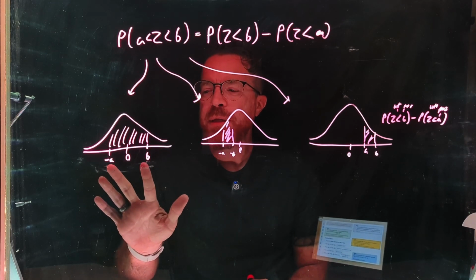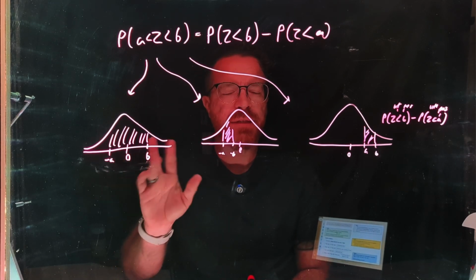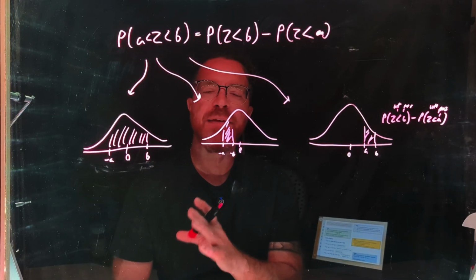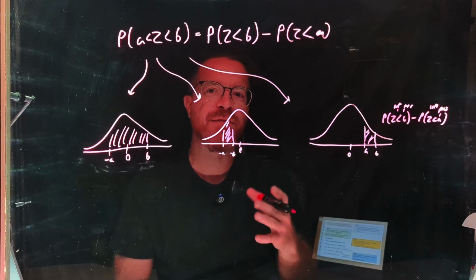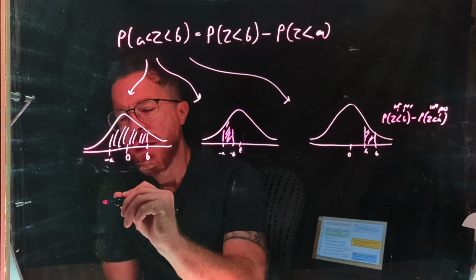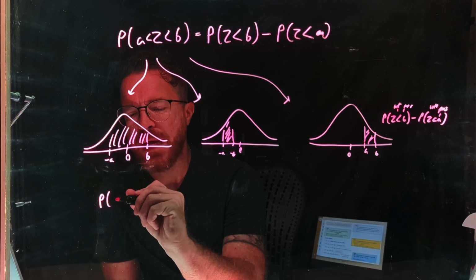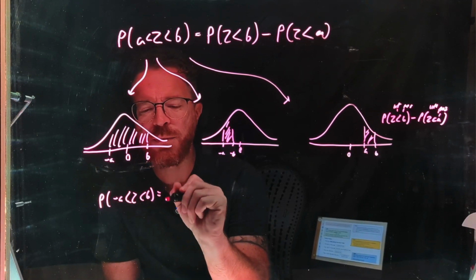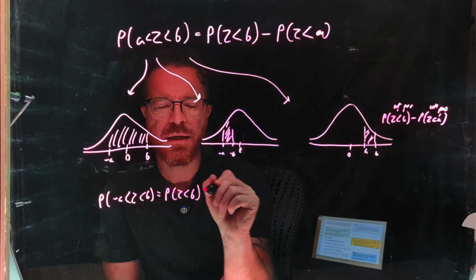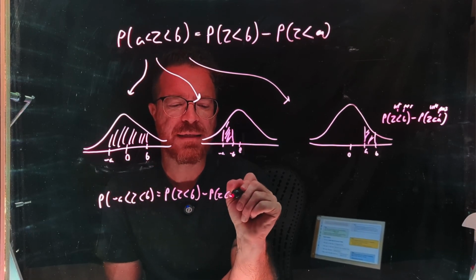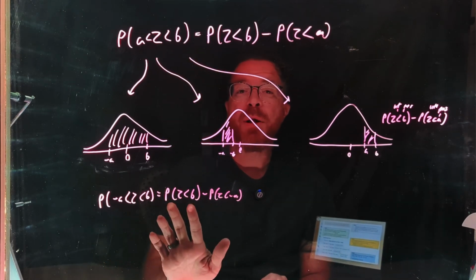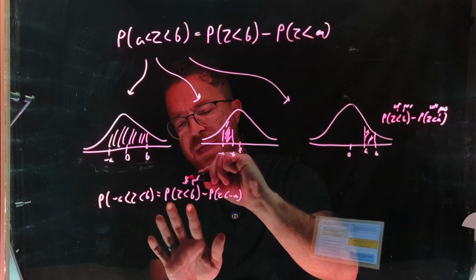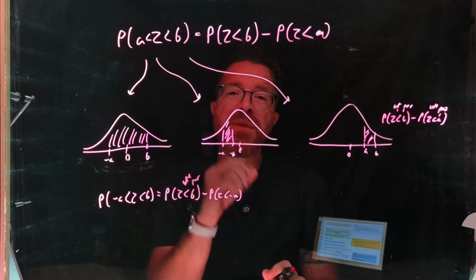Now let's look at this case. Probability that z is between negative a and positive b. I'm just going to put a negative in front of a, even though it's really just a as the label. The negative is just to help you keep track of the fact that it's negative. So if we had the probability that negative a is less than z is less than b, this would be the probability that z is less than b minus the probability z is less than negative a. This probability z is less than b, I can look up in my table, right? Because b is positive and it's looking to the left. The second part though, a is negative.